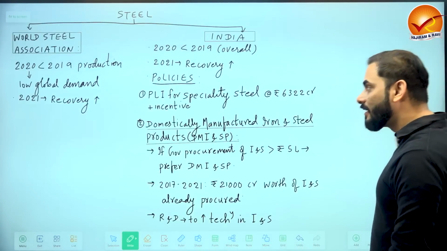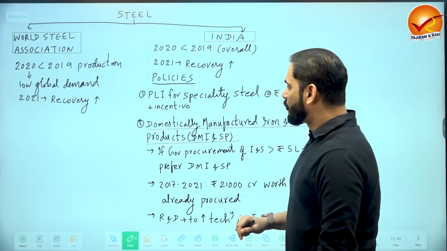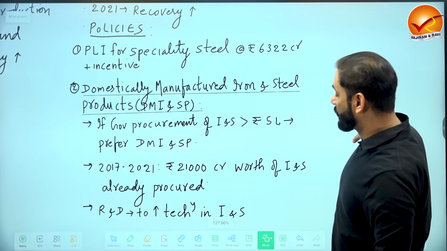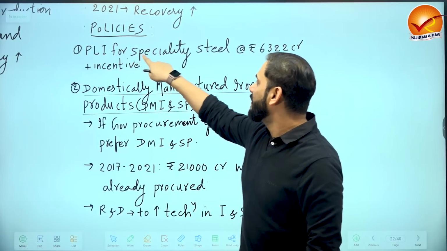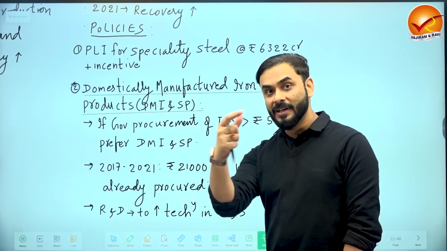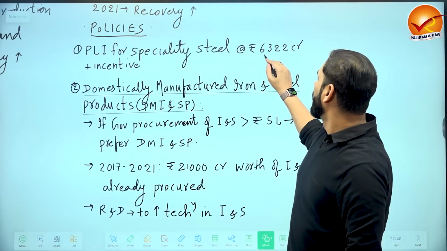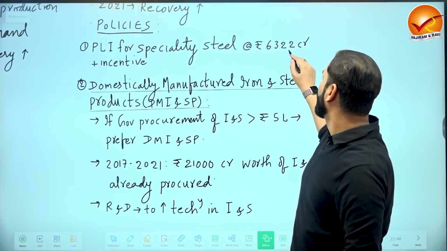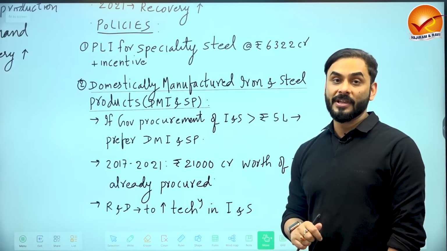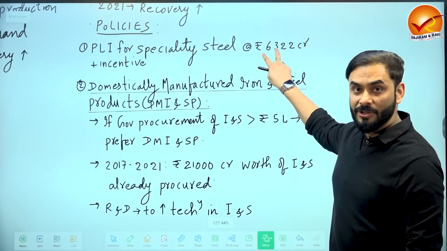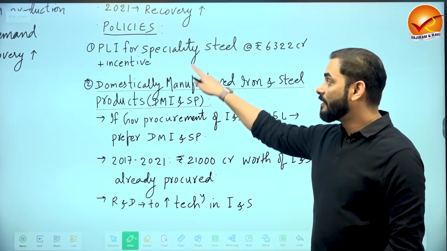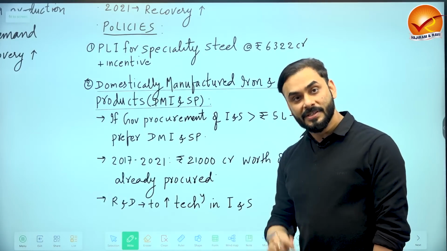So let us see what are the different things that the government has done. Some of the policies that the government has adopted for the steel sector include a production linked incentive for specialty steel. And how much is the government giving as incentives under the production linked incentive scheme? 6,322 crore rupees. This is the amount which the government is going to give under the production linked incentive for specialty steel. See, this will promote a lot of manufacturing of specialty steel within India.